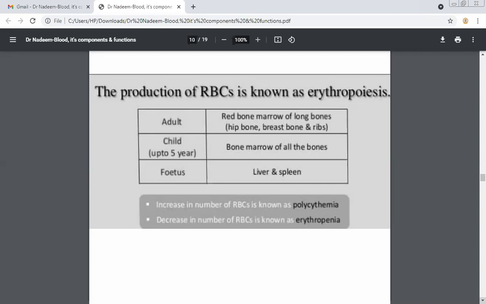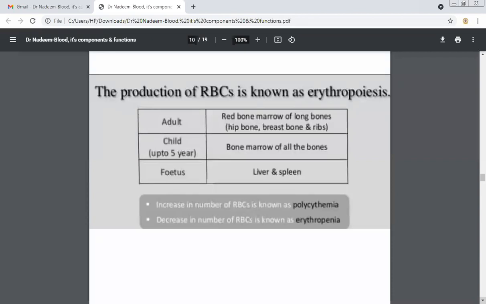What are the parts which produce RBCs in different age groups: adult, child, and fetus? In adults, the red bone marrow of long bones, that is bones of hips, breast, and ribs, is responsible for production of RBCs. While in children up to 5 years, it is the bone marrow of all the bones, not restricted to hip, breast, and ribs. And in the fetus, the liver and spleen are the production source of RBCs.